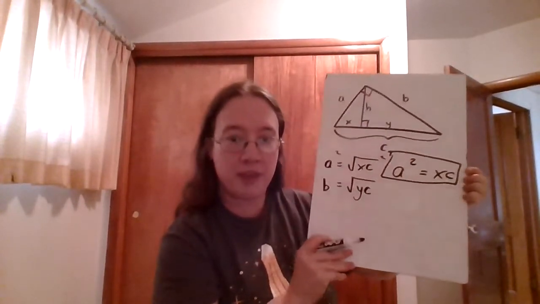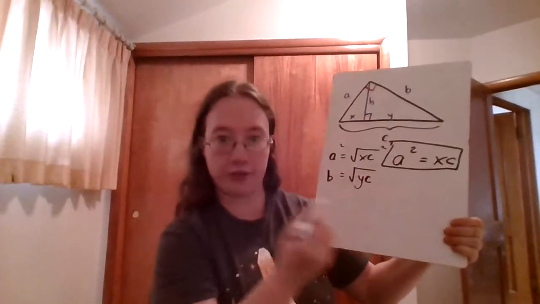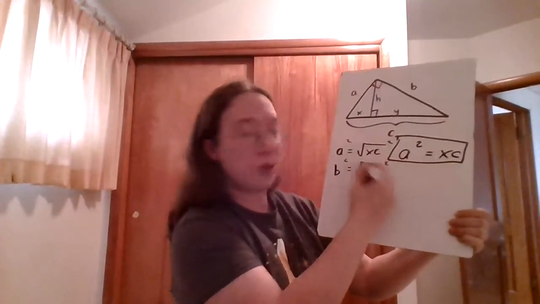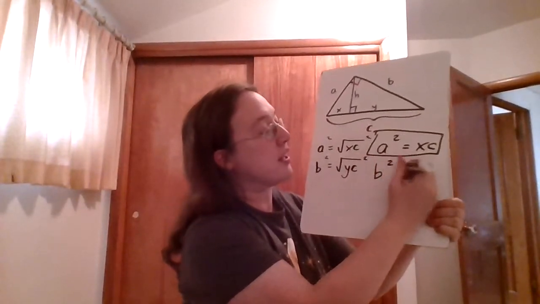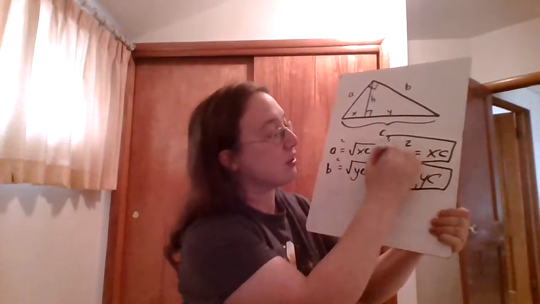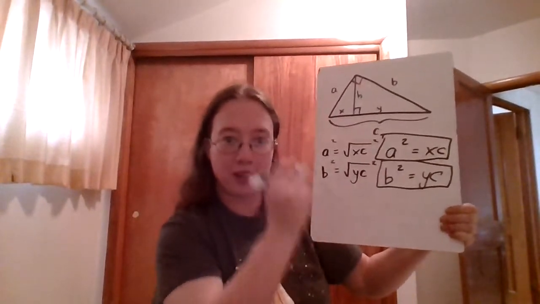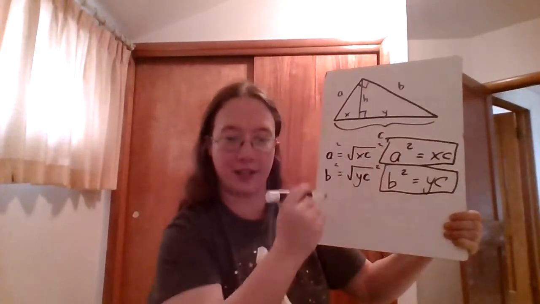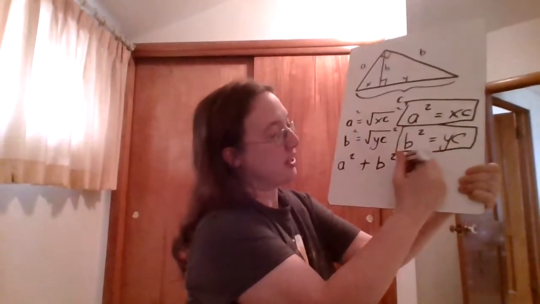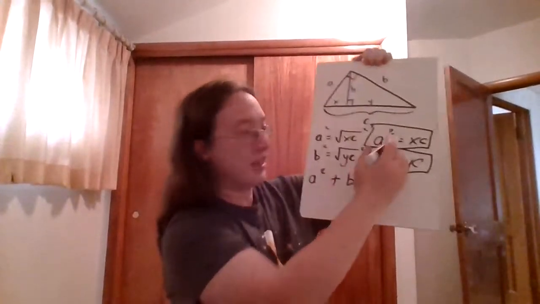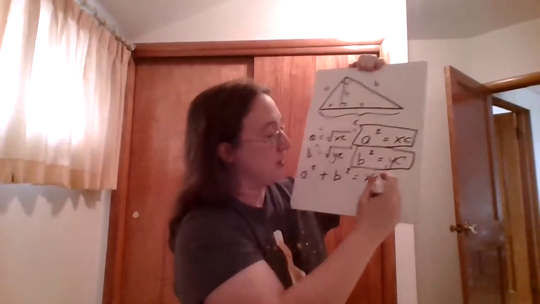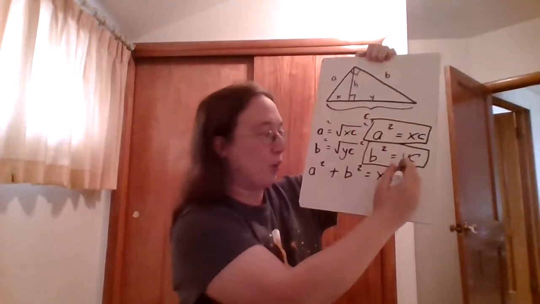We're going to do the same thing with our b equals the square root of yc. We're going to square both sides, and that's just going to cancel out this square root over here. So now we've got b squared equals yc. Okay. Now we're going to take those and add them together. With a little bit of substitution, we're going to have a squared plus b squared equals, and instead of that a squared, we're going to have an xc, and instead of that b squared, we're going to have a yc.